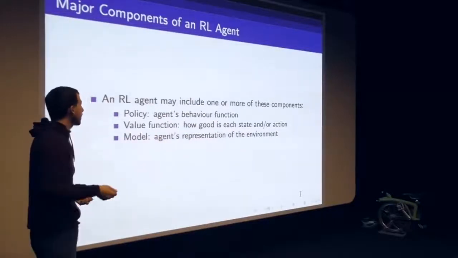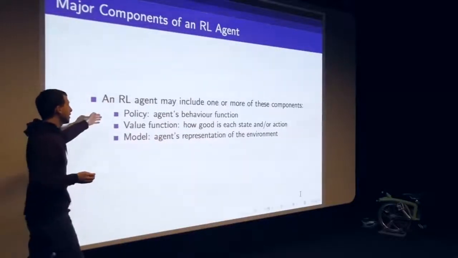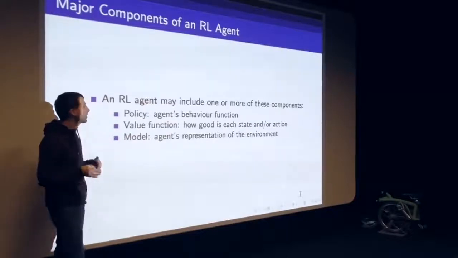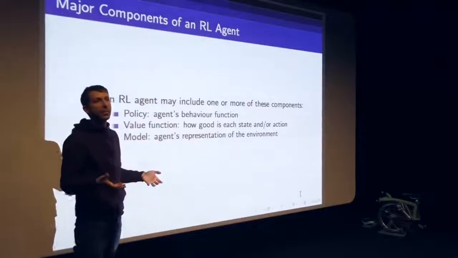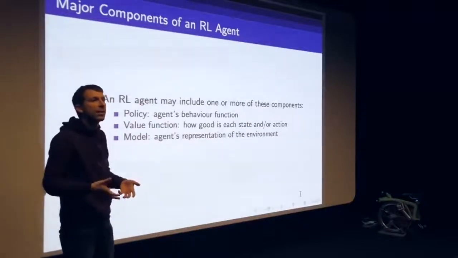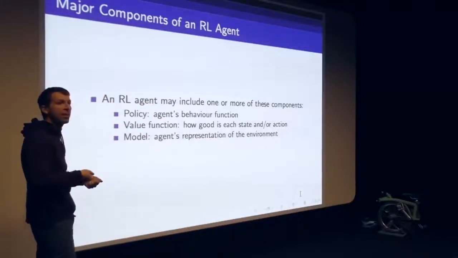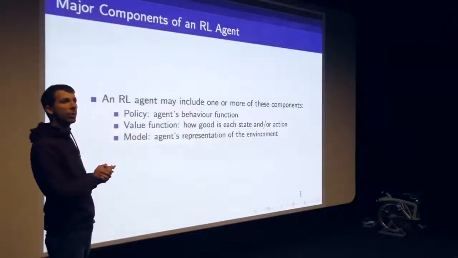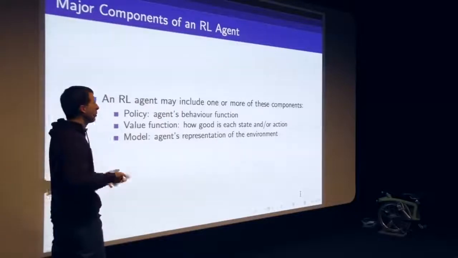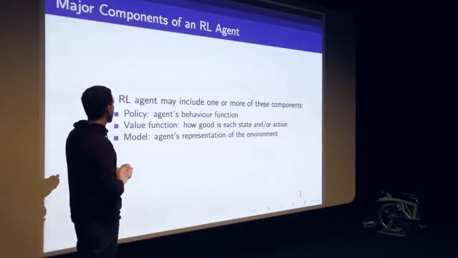It's the way that it goes from its state to a decision about what action to take. The second idea is what we call a value function. This is the thing which basically says, how good is it to be in a particular state? How good is it to take a particular action? How much reward do we expect to get if we take that action in this particular state? That's the idea of the value function, a really central idea to a lot of reinforcement learning, estimating how well we're doing in a particular situation.